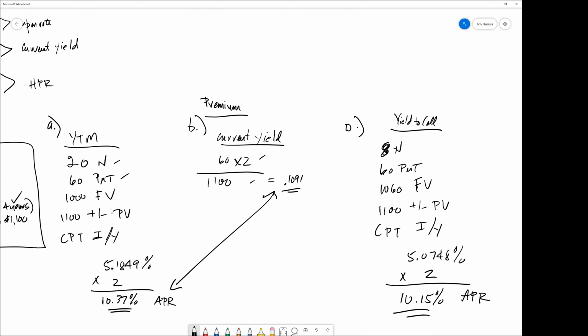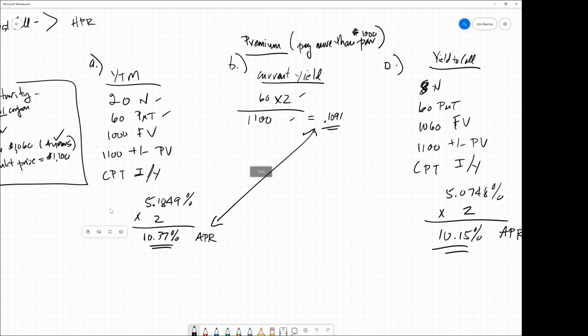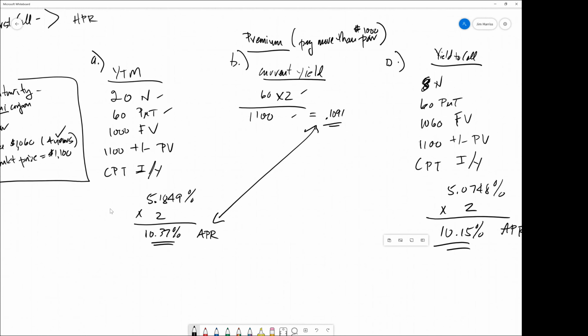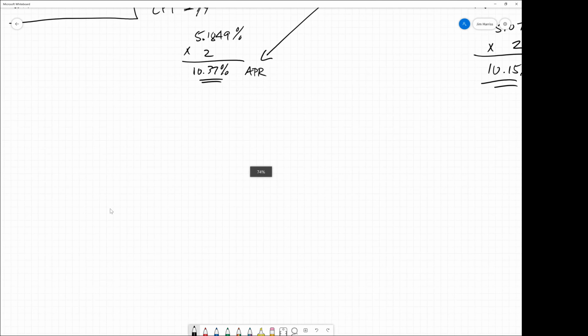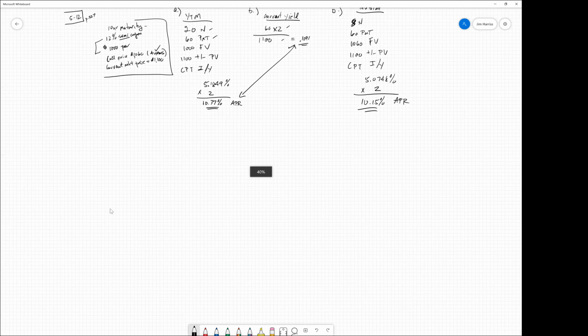Okay, so that's how a premium bond works. Premium means you pay more than $1,000, more than par, if you will, which is $1,000. And it happens, but not very often. Okay, great. Well, that's wonderful. So why don't we do a problem just like the one you're going to have on your test? Okay. All right, so here we go.